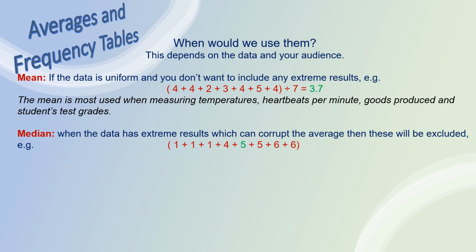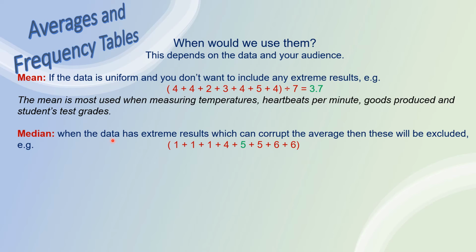Now, what if your data has extreme results like this? You can see it's mainly 4s, 5s, and 6s, but you've got these extreme results at the bottom, and that can drag your average down if you use the mean. All right, so if you see data with extreme results, either low results or very high results, it's not the normal, and you don't want to include them, then use the median, because the median, you can see there in the middle, excludes all the extreme results. So have a look at your data before you decide whether it's the mean or the median.